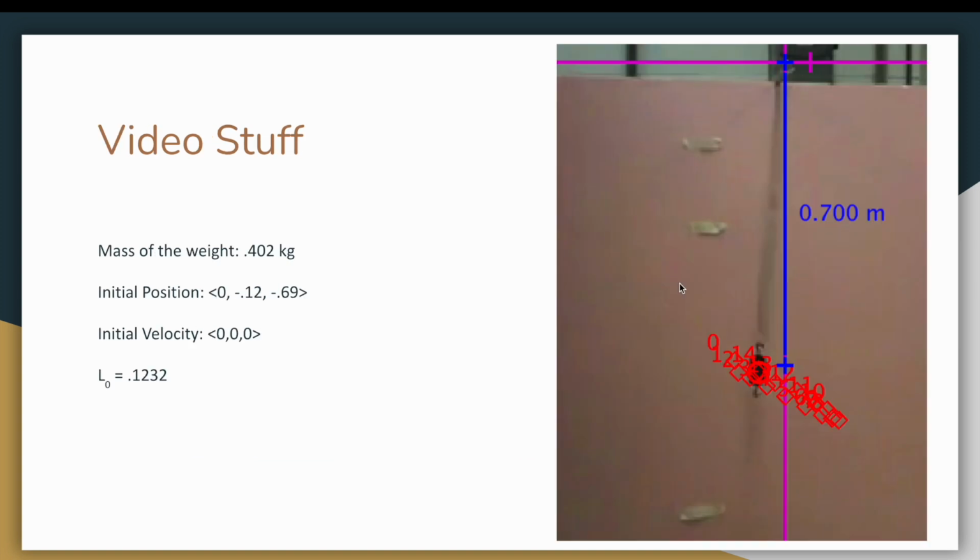Here is a quick screen capture of the Tracker software. Our initial values of everything: the mass was 0.402 kilograms, the initial position was 0, negative 0.12, negative 0.69, and our initial velocity was 0, and the initial spring length was 0.1232.